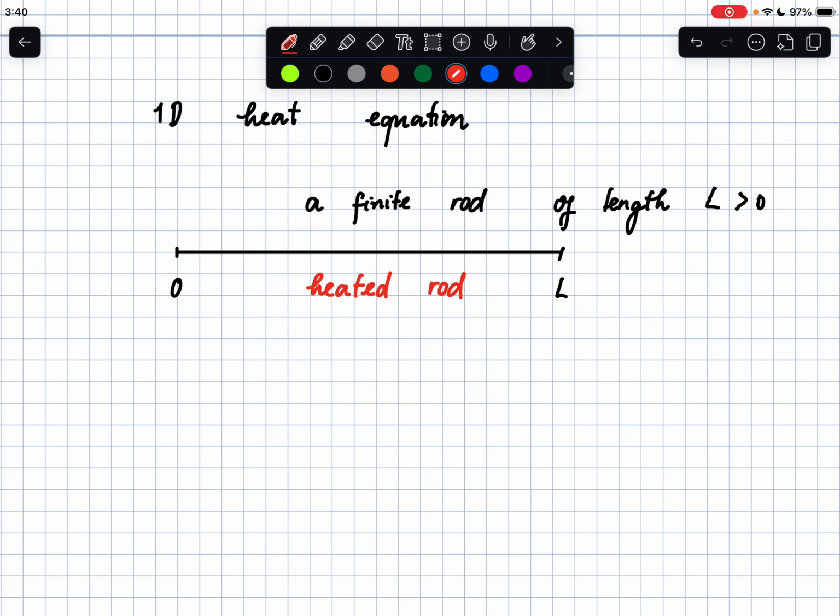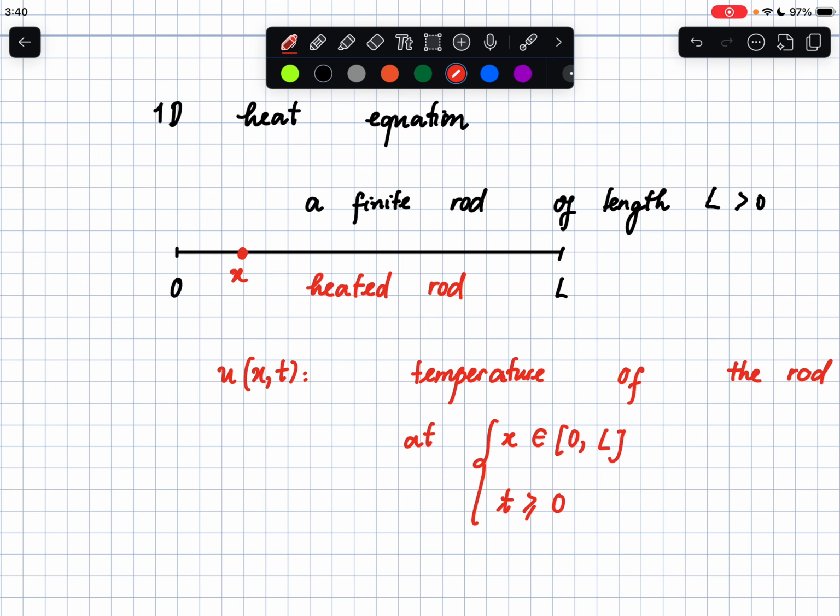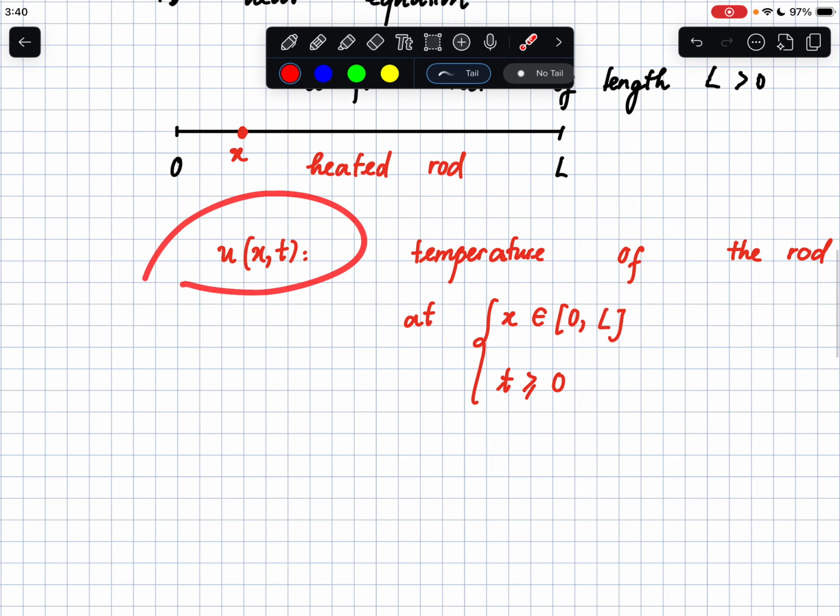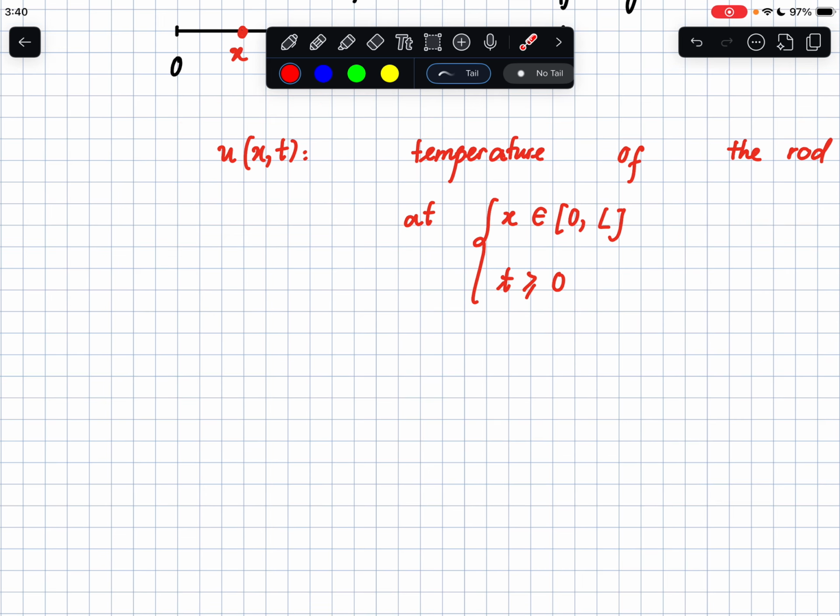So initially we have the temperatures, say f of x, and I will denote u(x,t) to be the function that describes the temperature of the rod at the position x between 0 and L, and at the time t bigger than or equal to 0. So this u(x,t) is a function with two variables, x and t.